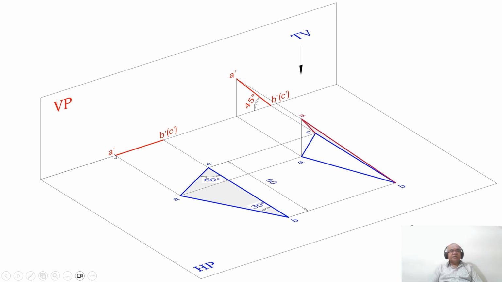So what we are doing is as good as rotating this line, this entire surface, by an angle of 45 degrees. That's what we have shown here. If you want to rotate this entire surface with respect to HP by 45 degrees, what happens to this line?